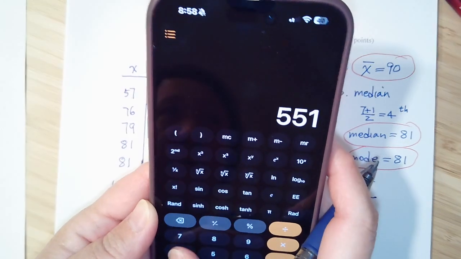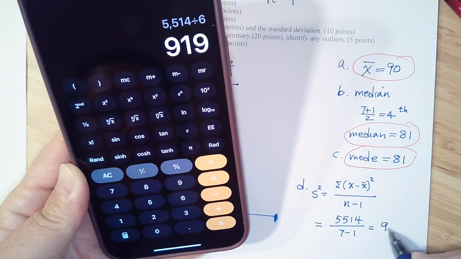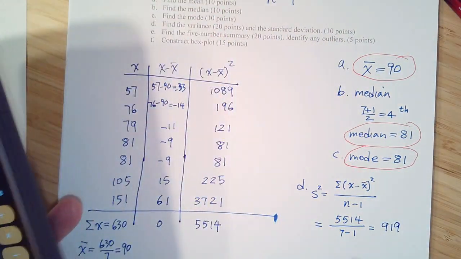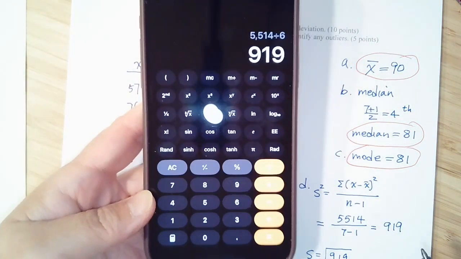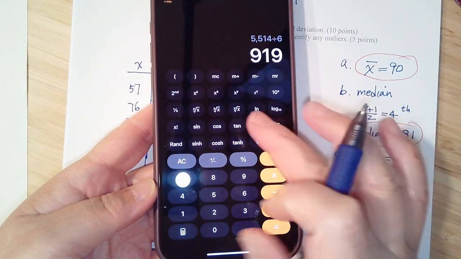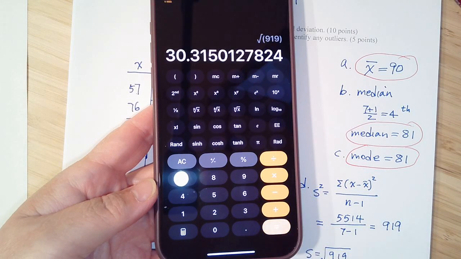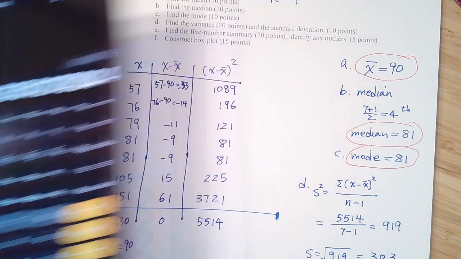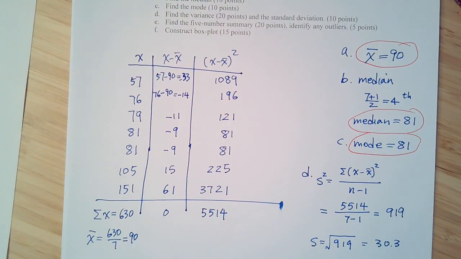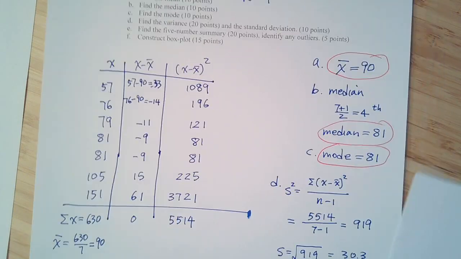That's my variance. So that's 919. Once you have the variance, then the standard deviation is just the square root of it. So it's 919. And then in your calculator, if you have this 919, did you see here that's the square root? You click that, and then that gives you the square root. You just hit equal. So the answer will be 30.3. That's your standard deviation. So not too bad, right? Okay, so we're done with the variance and the standard deviation.